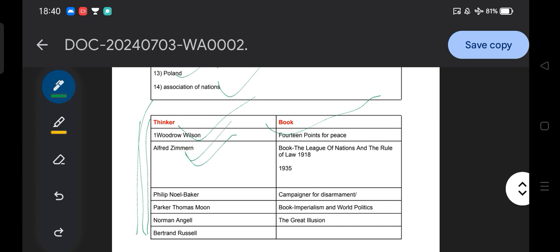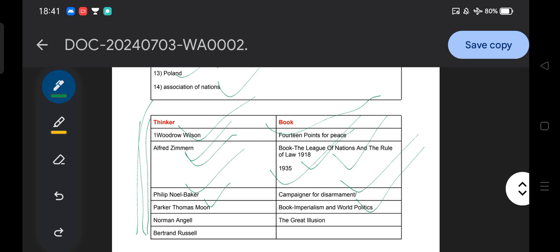Okay, Alfred Zimmern's book The League of Nations and the Rule of Law, 1918 to 1935. Then Philip Noel-Baker, Campaign for Disarmament. Then Parker Thomas Moon, book Imperialism and World Politics. Imperialism and World Politics, book by Parker Thomas Moon.